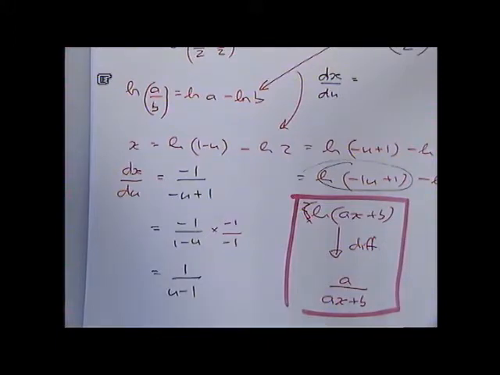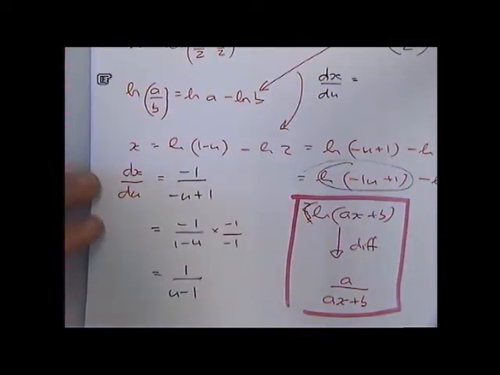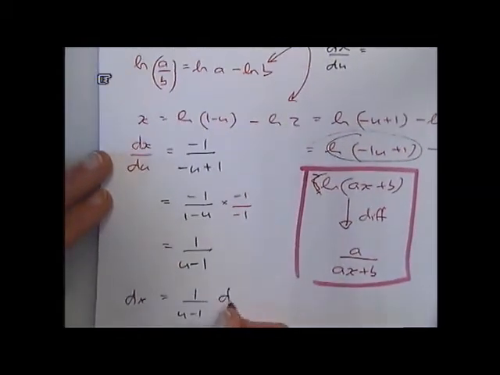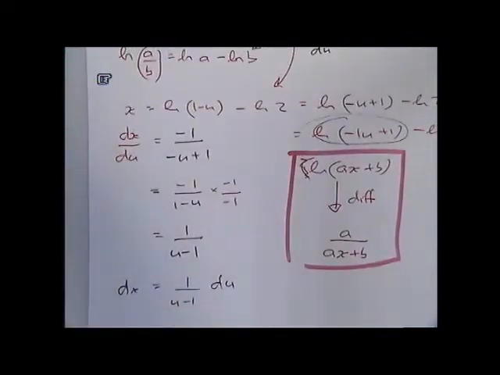So again, if you've got lots of minuses on the top and the bottom, you can times the top and the bottom both by minus 1, because times it by minus 1 over minus 1 is just 1. So I've got my dx du bit. From there, I want dx. So dx will be 1 over u minus 1 times by du. So, took a while to get there, but that's okay.